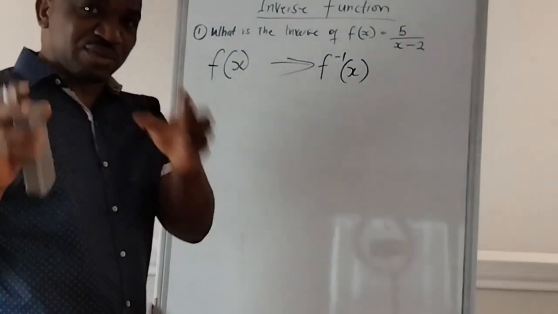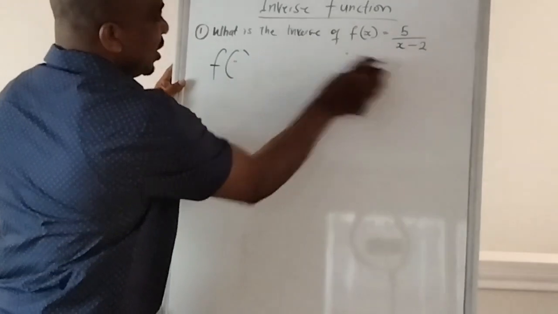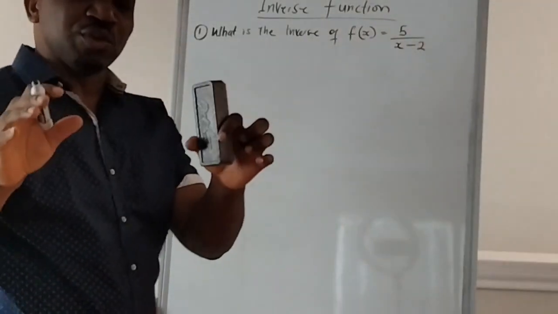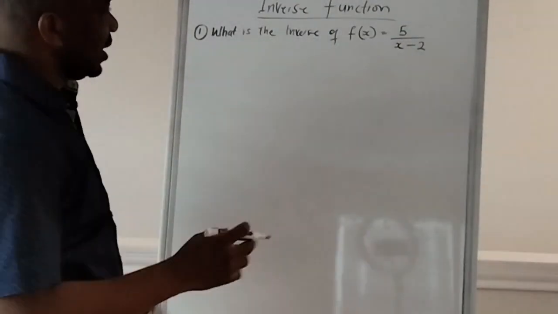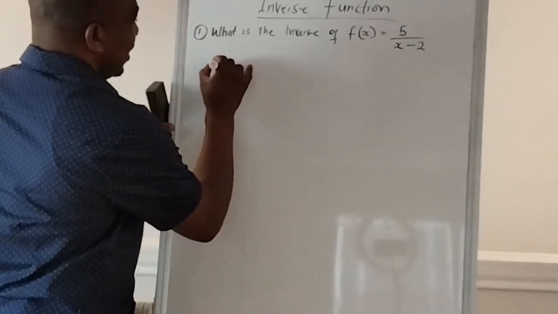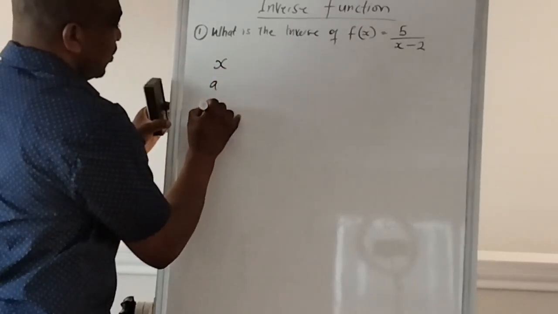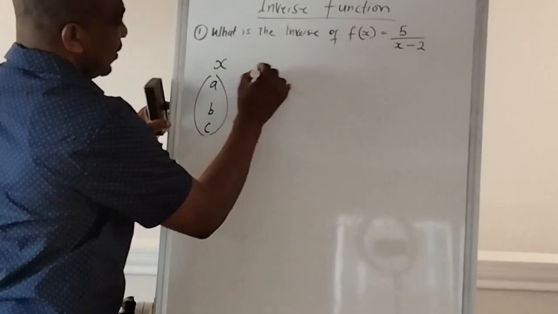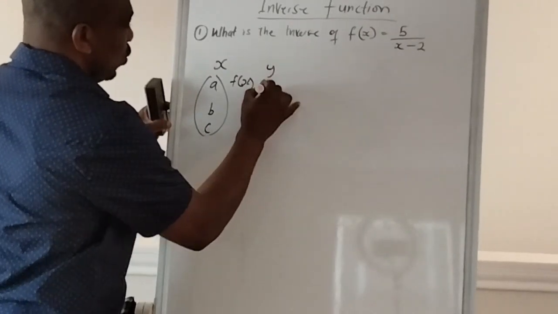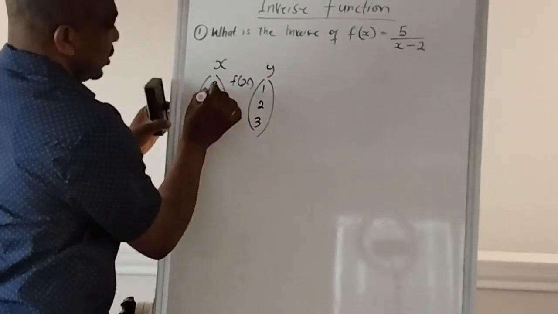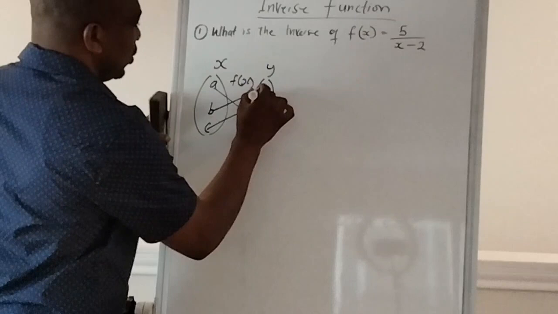Let me use a diagram to illustrate more on inverse functions. When solving an inverse function, the first thing you need to do is to switch your x and y. So we have the domain of our function as x, with a, b, and c, and we have y as the range, 1, 2, and 3. Let me say a goes to 3, c goes to 2, and b goes to 1.